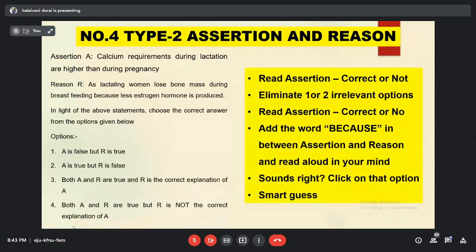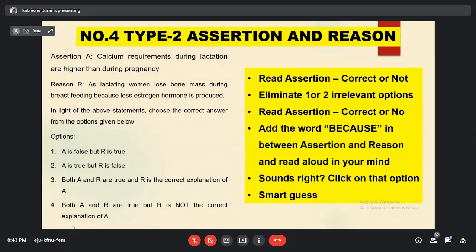But once this lactation ends, this bone mass is usually gained back. So you will not see any kind of net bone mass loss. So it is not that big of a matter, but it does happen. Since there is no net loss, we cannot say that there is no bone loss. There is bone loss, but it gets replaced once lactation stops.